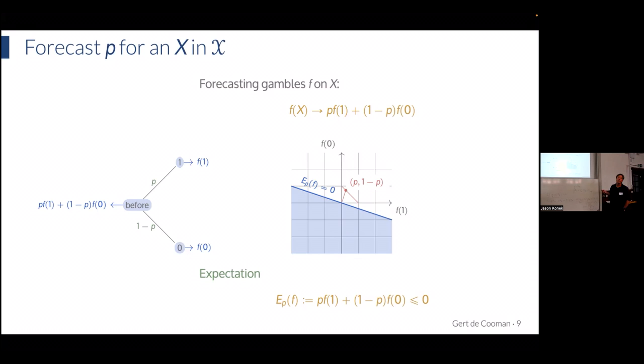The normal on that line corresponds to the point P, one minus P, where P is this number here. So all the gambles here have a positive expectation, and all the gambles in this blue region have a negative one. Now I am the forecaster. For all the gambles in this blue region, I have a negative expectation.